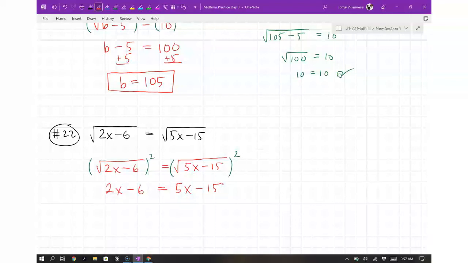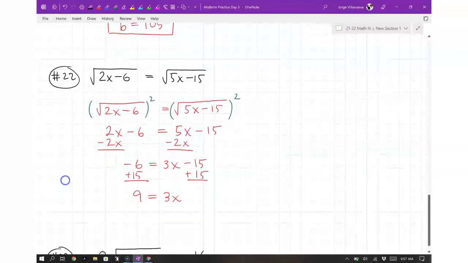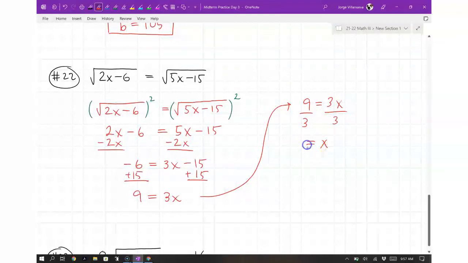Use your algebra skills to move things back and forth, right? So let's subtract 2x on both sides. Okay, so there you go. And then I'm going to add 15 to both sides. So I get 3x on the right side, 9 on the left. So all I got to do is divide by 3. Okay, let me just put this over here so it doesn't get too close. So I'm just going to divide by 3. So x is equal to 3.